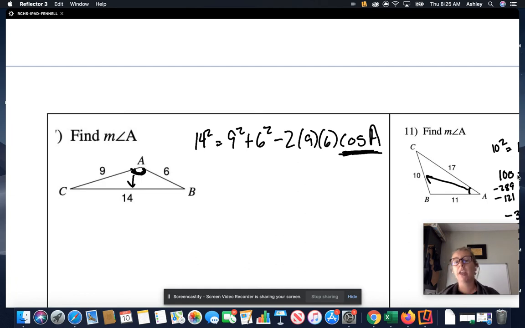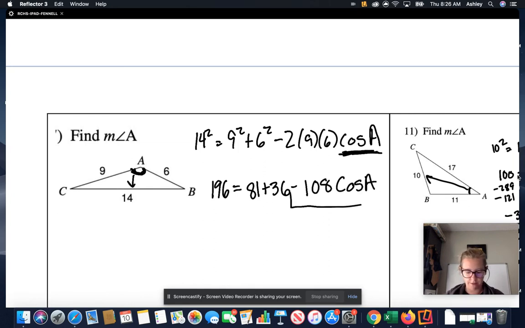I will tell you right now, this is where students get into trouble because they mess up order of operations. So be very careful and intentional and you'll be just fine. We're going to start with 14 squared, which is, of course, 196, equals 81 plus 36 minus, remember, you can multiply 2 times 9 times 6, that's fine, but then we're going to have to stop because we, of course, have to deal with this cosine A here. Okay, so 108 times the cosine of A.